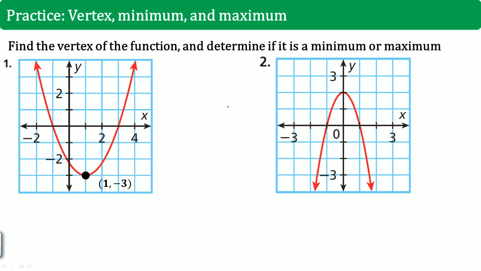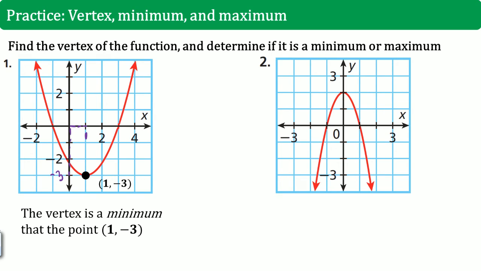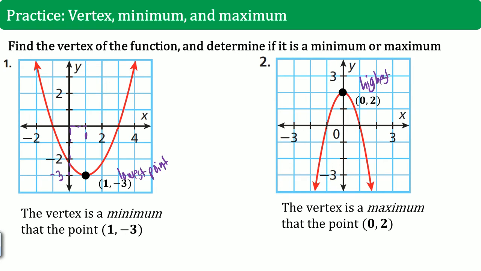The first one, it's at the point 1 for the x, if you want to see, right? This is 1 for the x. Then it goes down here to -3. So this point is (1, -3). The vertex here is a minimum at that point (1, -3), because this is the lowest point. Number 2, it is the point (0, 2), and this is going to be the highest point. Therefore, we call that the maximum.